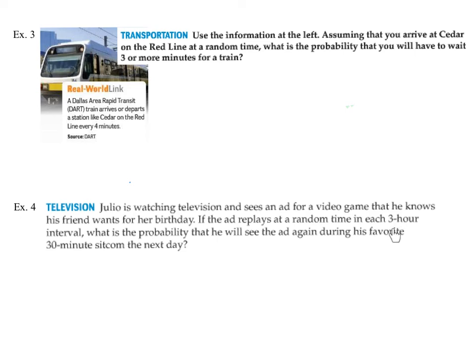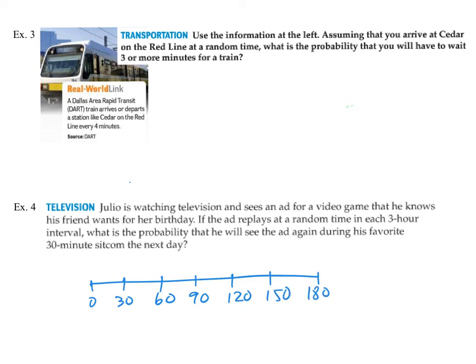So let's take this 3-hour block of time and let's turn it into a timeline. And then we're going to break that timeline into 30-minute intervals. So we have from 0 to 30, and then 30 to 60, and then to 90, to 120, 150, and then 180 minutes is a total of 3 hours.